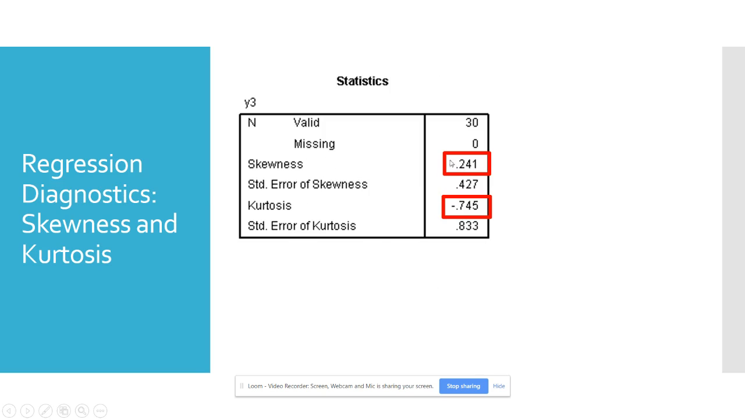So you want the skewness to be around 0. In this case it's 0.24, which is fine. And then kurtosis, you don't want it to be less than -2 or greater than 2. In this case, it's negative 0.7, which is also good. So the assumption of normality is met.